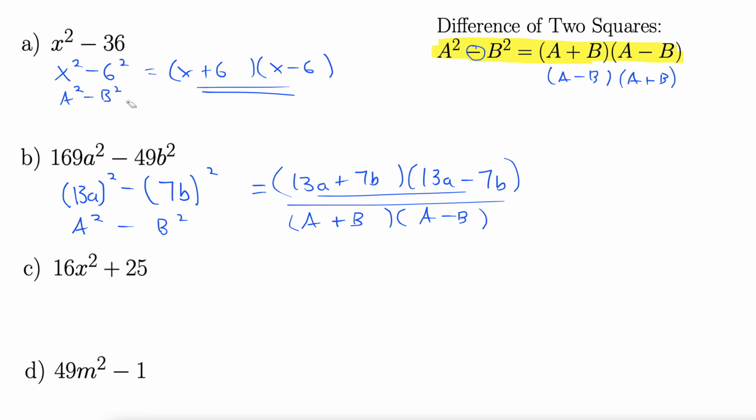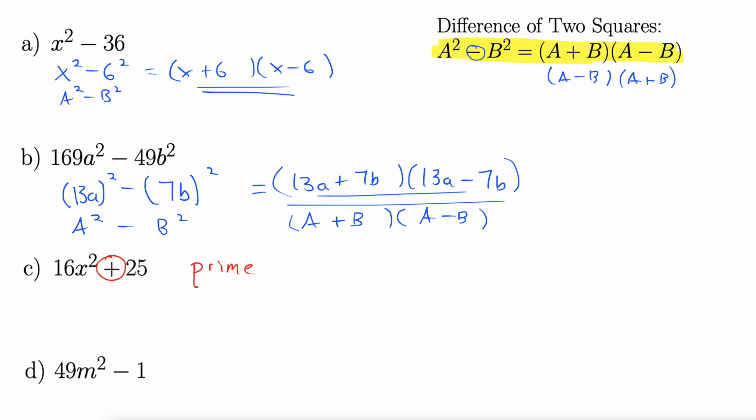All right, here we go. 16x squared plus 25. And you may already be thinking, okay, 16 is 4 squared, 25 is 5 squared. I'm going to stop you right there. This is plus. This formula doesn't work on plus. It only works on minus. So here we say prime.